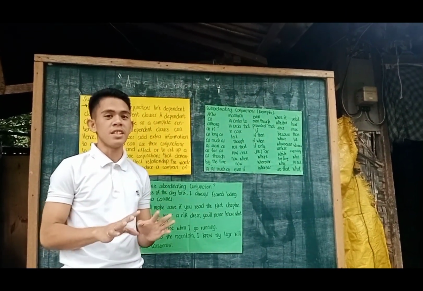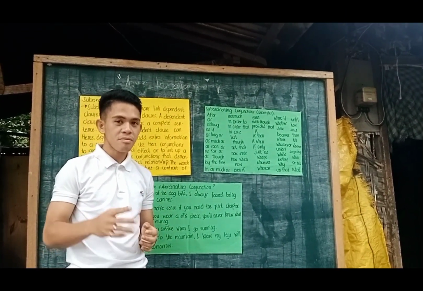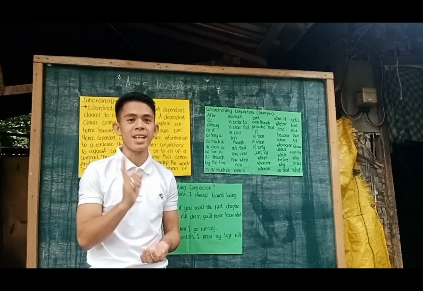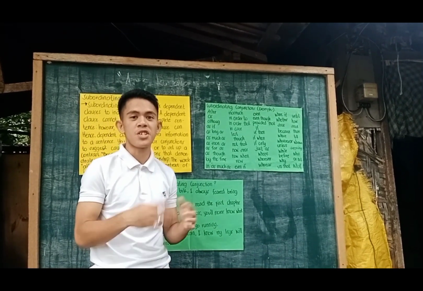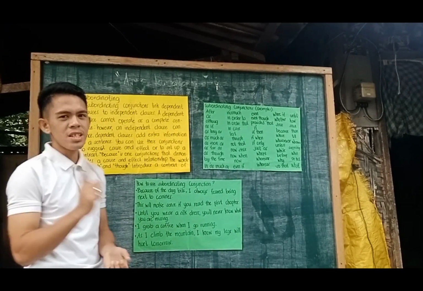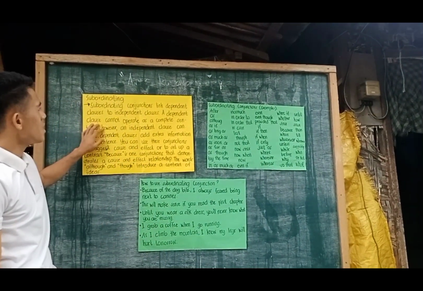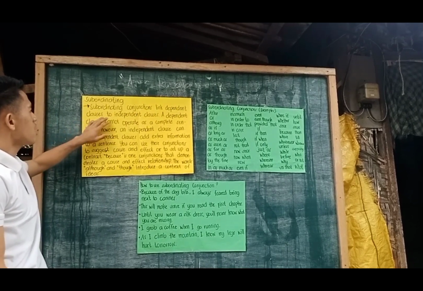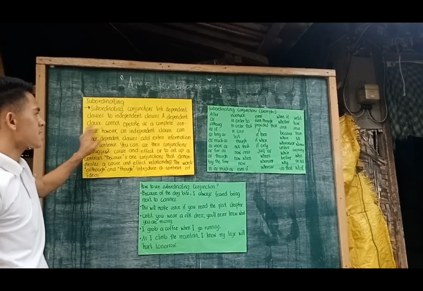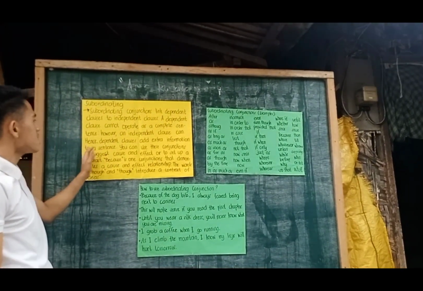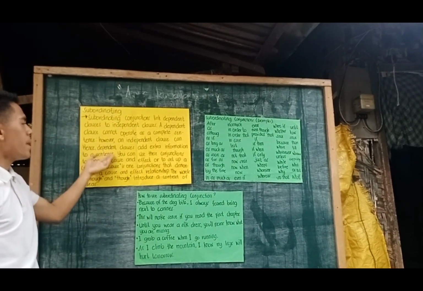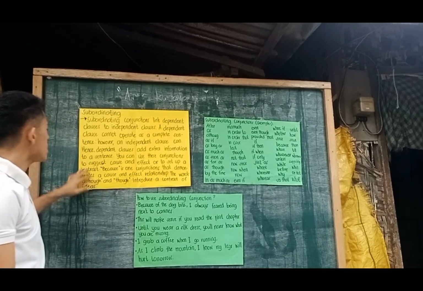Yes, we have already discussed the correlative and coordinating conjunctions, and we have one more, the last subgroup in conjunction, which is the subordinating conjunction. So what is a subordinating conjunction? Subordinating conjunctions link dependent clauses to independent clauses. A dependent clause cannot operate as a complete sentence. However, an independent clause can. Hence, dependent clauses add extra information to a sentence.